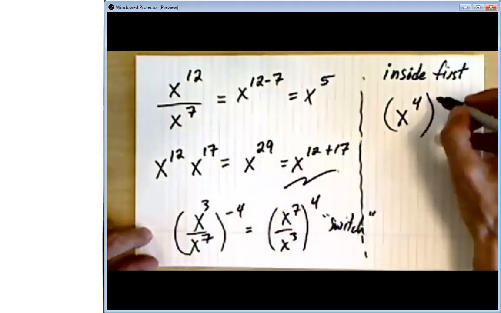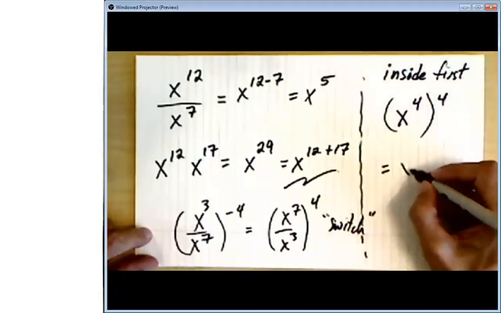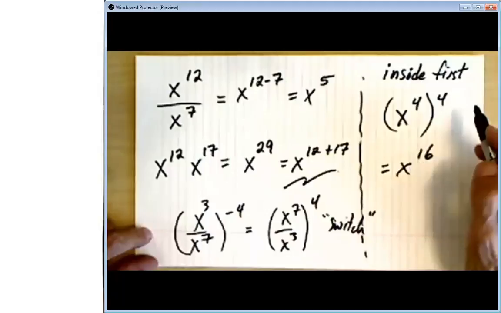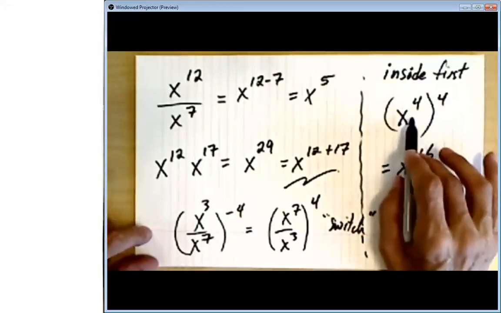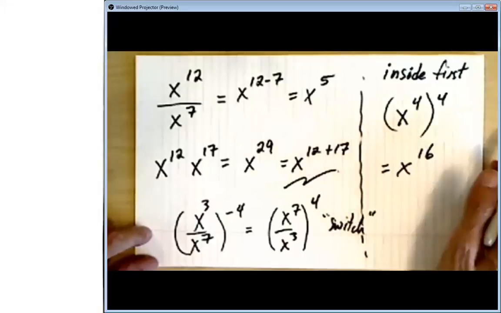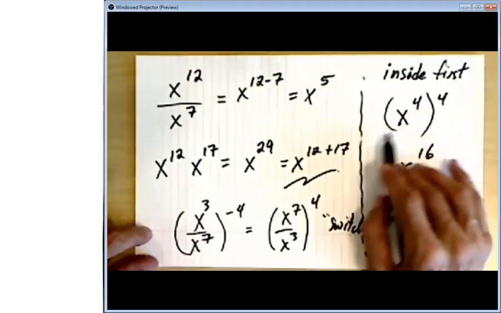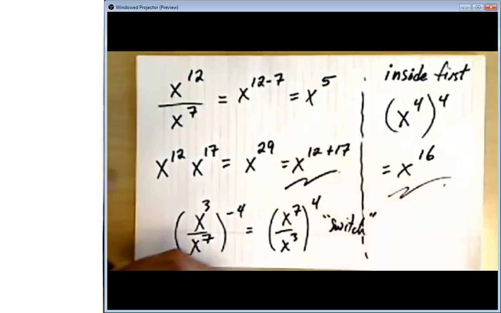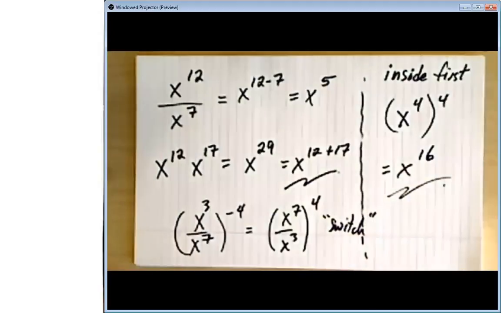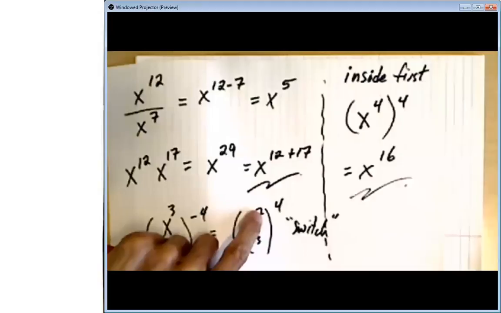That 4 is still on the outside, right? Exactly. X to the 16, because in this situation there are 4 x's here and then 4 times. How many x's altogether? 16. Exactly. Good.